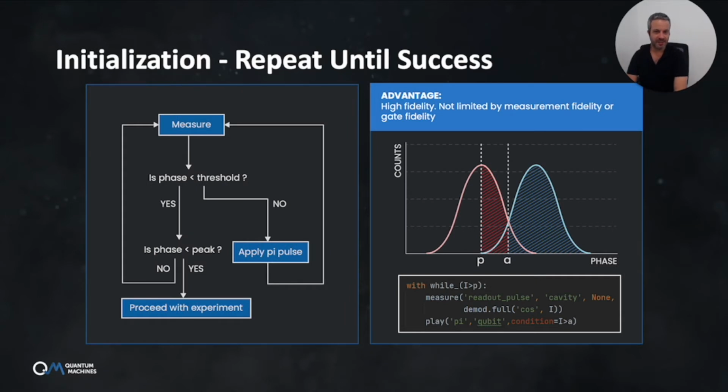Repeat until success provides a more sophisticated method involving running a repeat until success loop. We keep measuring the qubit and correcting its state until we are sure it is in the ground state by comparing the measurement to a second threshold. This method can reach very high preparation fidelities. However, it does not scale well with the number of qubits.